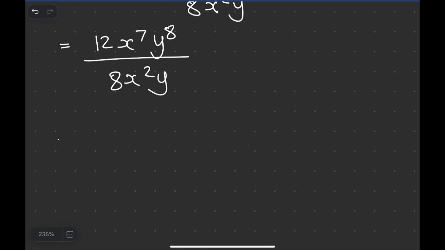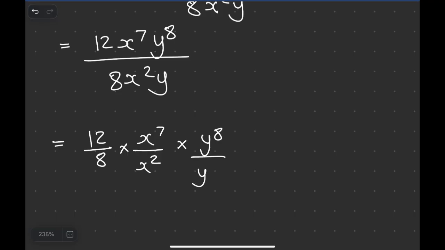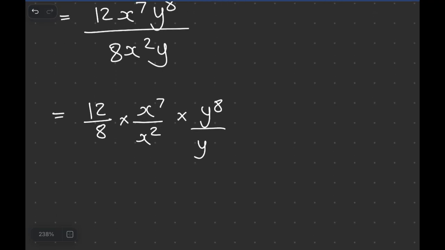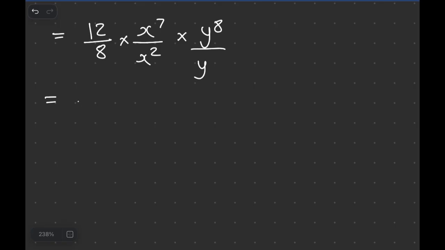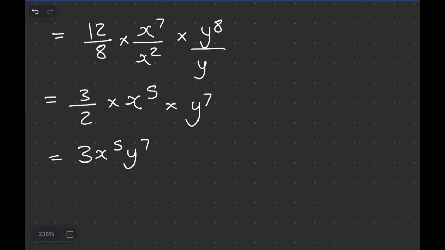Now this is just a division, so it's 12 on 8 times x to the 7 on x squared times y to the 8 on y. And now we can simplify this. 12 over 8 is 3 on 2, times x to the 7 over x squared is x to the 7 minus 2, x to the 5, times y to the 8 over y is y to the 7. Putting it together, 3x to the 5 y to the 7 over 2. And you can't simplify any further, and hence that's the final answer.